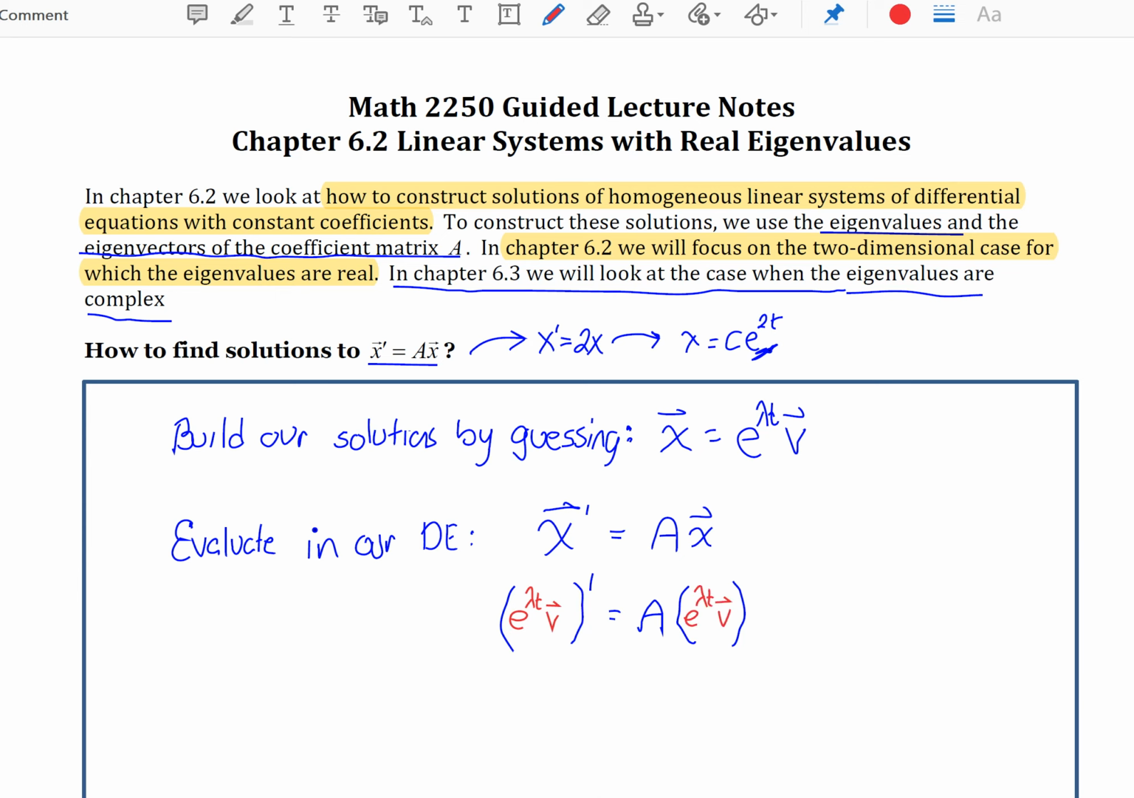Now, on the left-hand side, we'll take our derivative. Assuming our vector v is a vector of constants, then the only function that we're going to take a derivative of is e to the lambda t. And the derivative of e to the lambda t is going to be lambda e to the lambda t times v. On the right-hand side, we're going to rewrite our multiplication as e to the lambda t times Av.